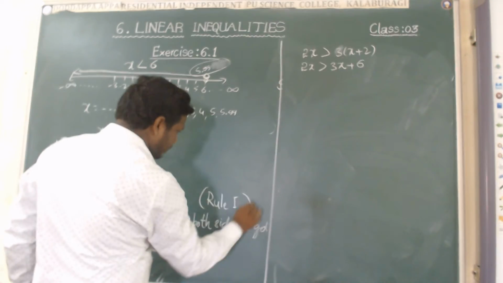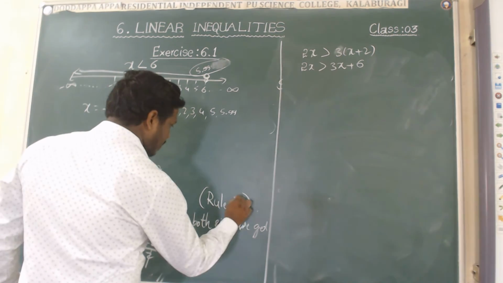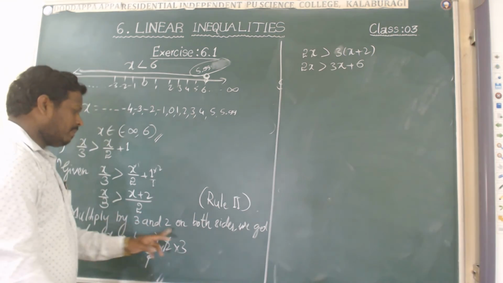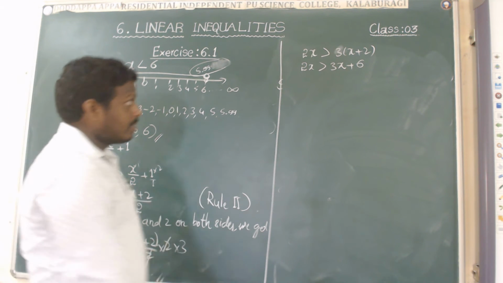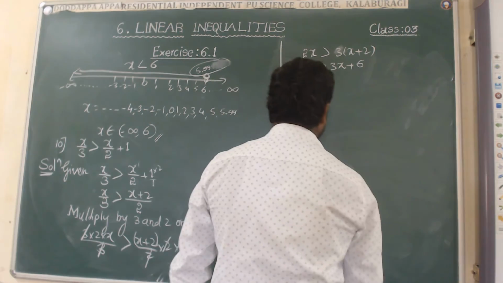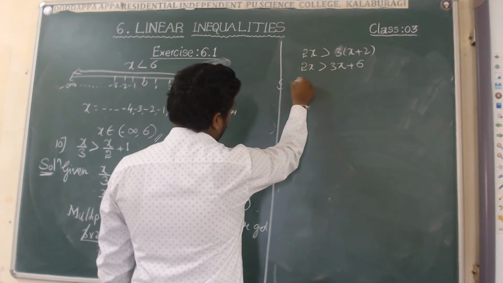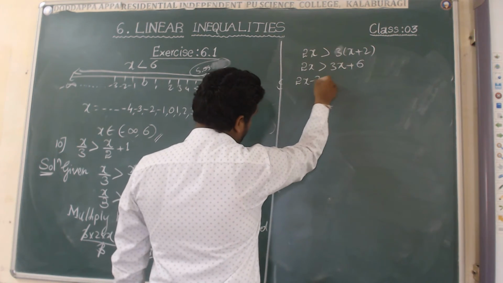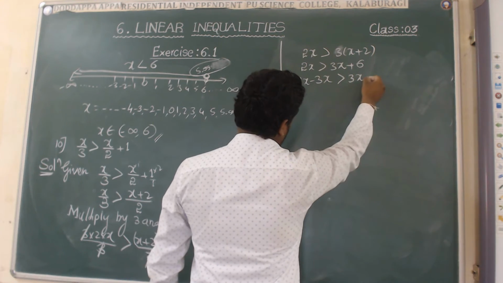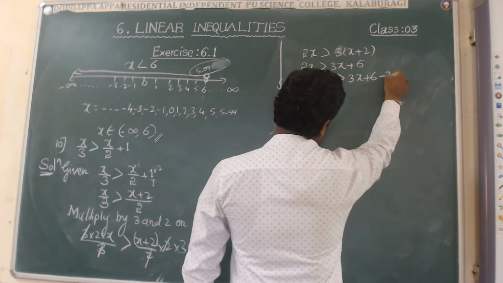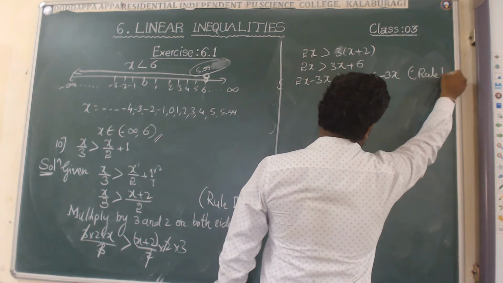Here I am applying the first rule. The second rule is multiplying both sides by a number. So it is the second rule. Here again I am going to use the first rule: I am subtracting both sides by minus 3x, by using the first rule.